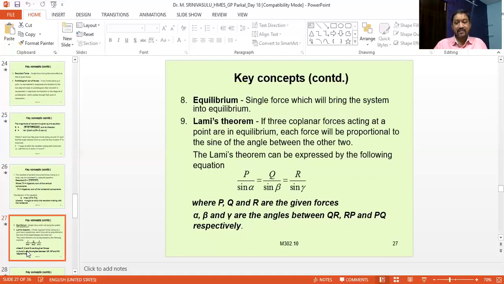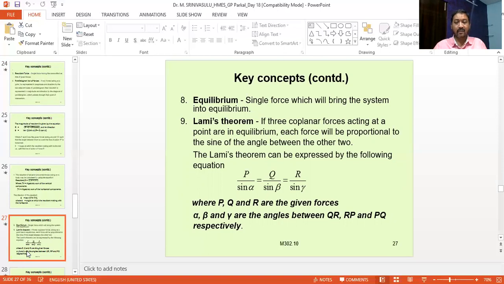Next, we also studied equilibrium. Equilibrium is a state of the body. When a number of forces are acting on a body and the body is maintained at static condition, that is not moving, then the body is said to be under equilibrium condition. And also, the equilibrant means the single force which will bring the system into equilibrium condition.